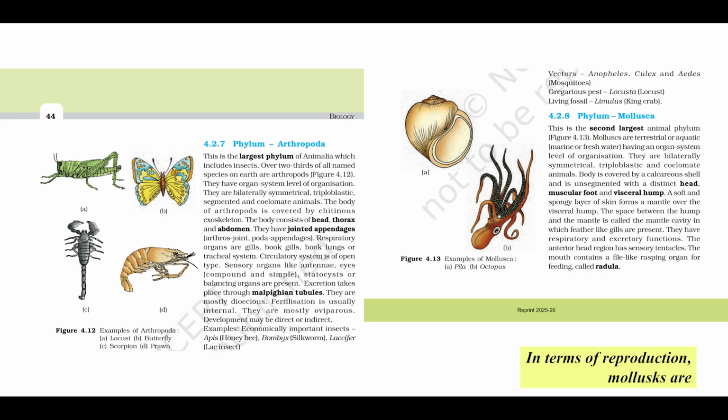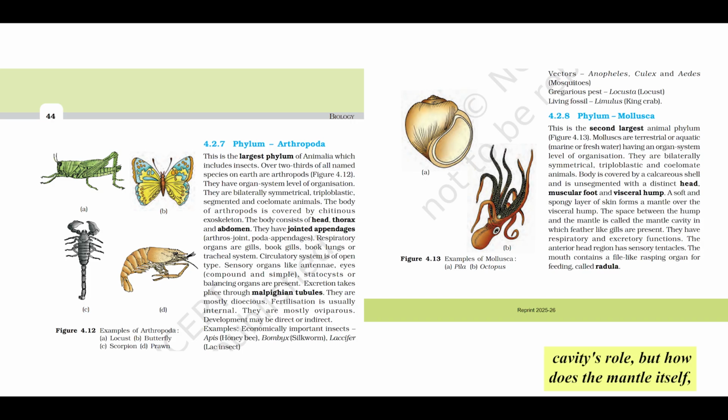In terms of reproduction, mollusks are usually dioecious, separate sexes, though some are hermaphrodites, and mostly oviparous, egg-laying. Development is often indirect, involving one or more larval stages like the trochophore or veliger larva. And examples? Many familiar ones: Pila, the apple snail; Pinctada, the pearl oyster; Sepia, cuttlefish; Loligo, squid; octopus, devilfish; Aplysia, sea hare; Dentalium, tusk shell; and Chaetopleura, chiton. The radula for feeding and the mantle are such defining characteristics.